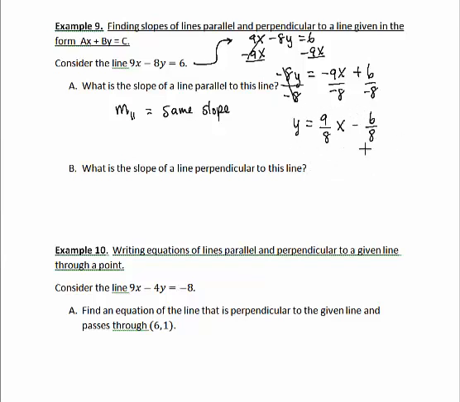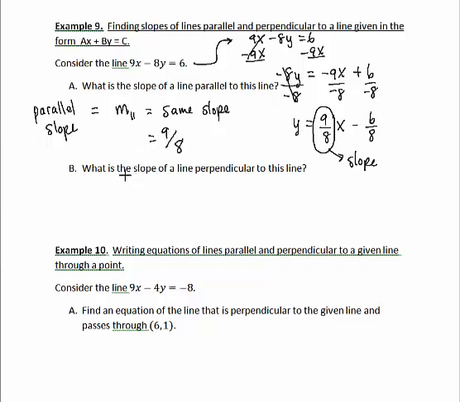Well, now that it's in slope-intercept form, the slope is 9 over 8. It's the number that sits in front of the x in the slope-intercept form. So the parallel slope, we put these parallel lines, this label beside the m. It's the same slope as the line we're given, and so we simply write the parallel slope is 9 over 8.